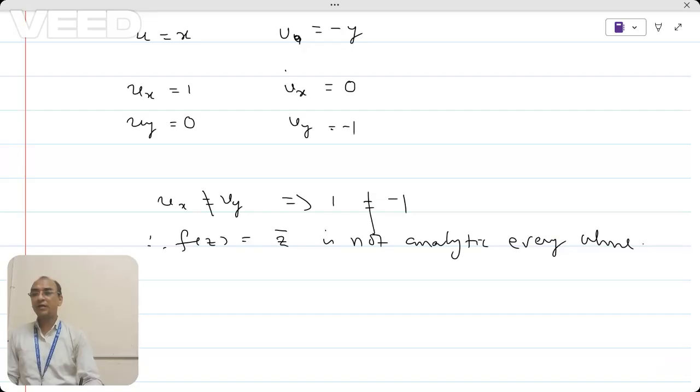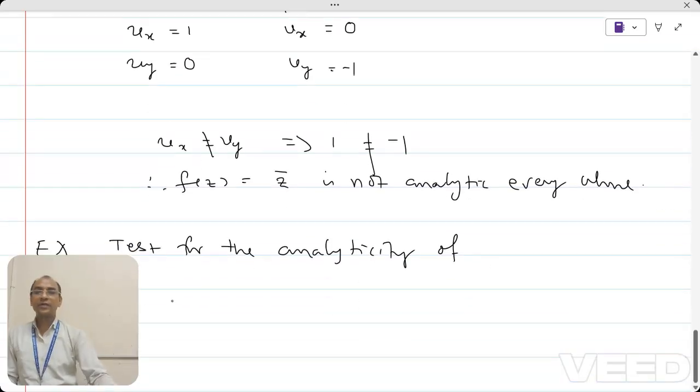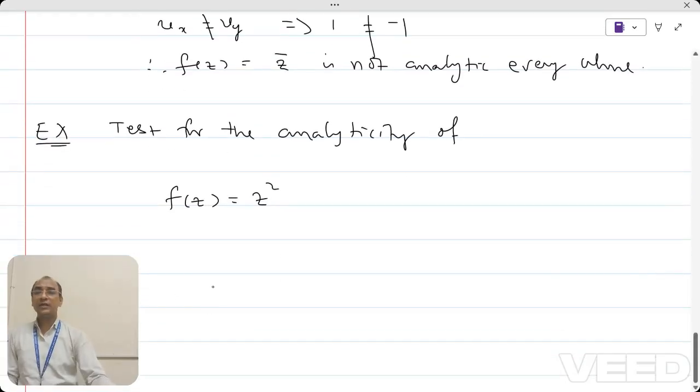Similarly, we will take another example here. Say I will check the test for the analyticity of f of z equal to z square.